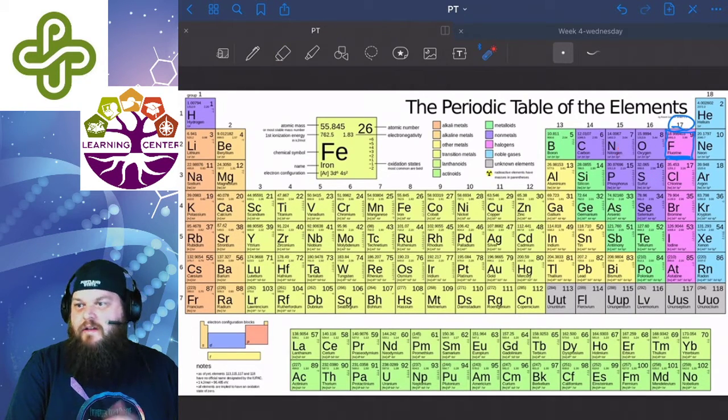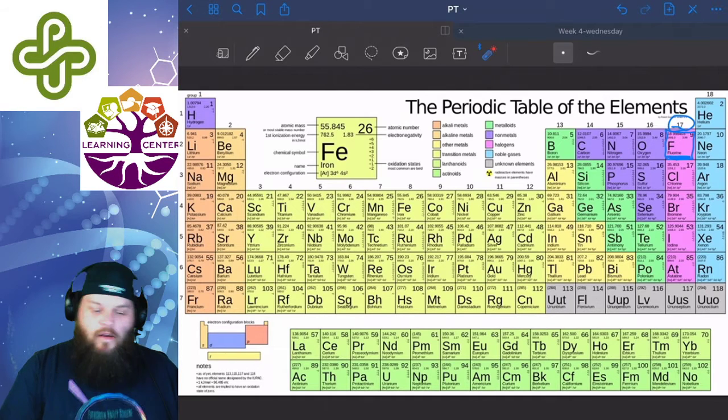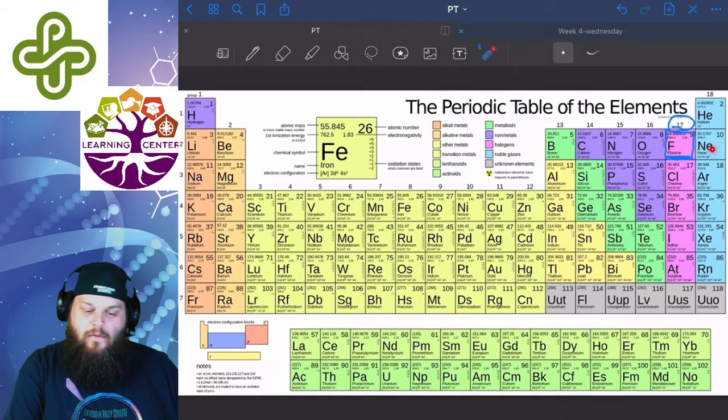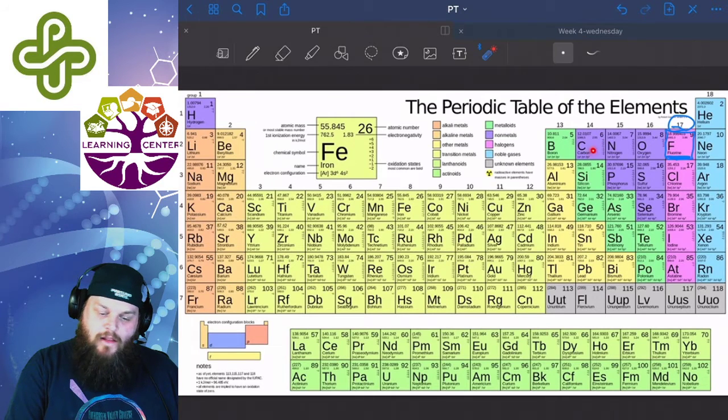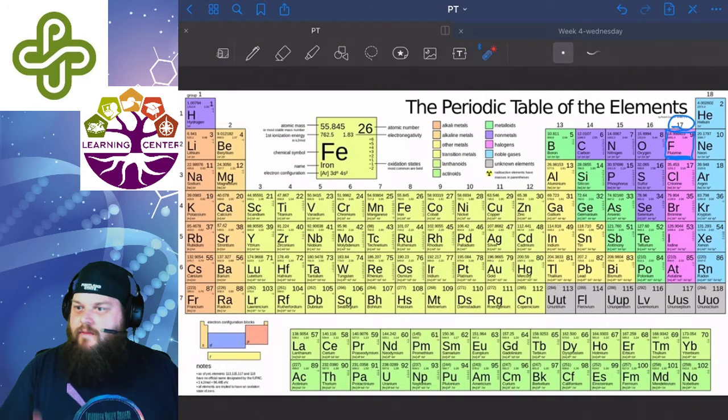Nitrogen is more of a -3. Carbon can go both ways. It could go -4, it could go +4. It really likes to have those four bonds. That's why there's a lot of carbon things, because you can bond to a lot of different stuff.